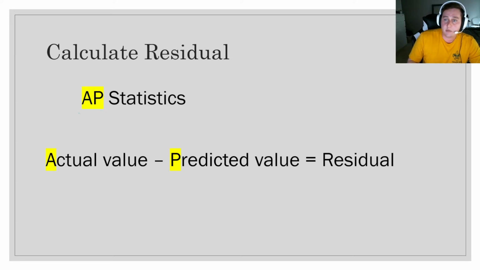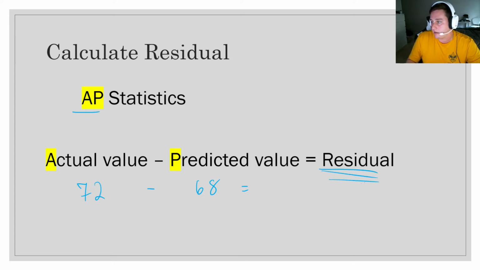All right, to calculate residuals, it's very simple. You're going to think AP statistics, which means you take the actual value. So let's say that a student actually had a height of 72 inches, but his predicted value based on his shoe size or his knee height was, I don't know, 68 inches. We expected him to be 68 inches tall based on his shoe size. However, his actual height was 72 inches.